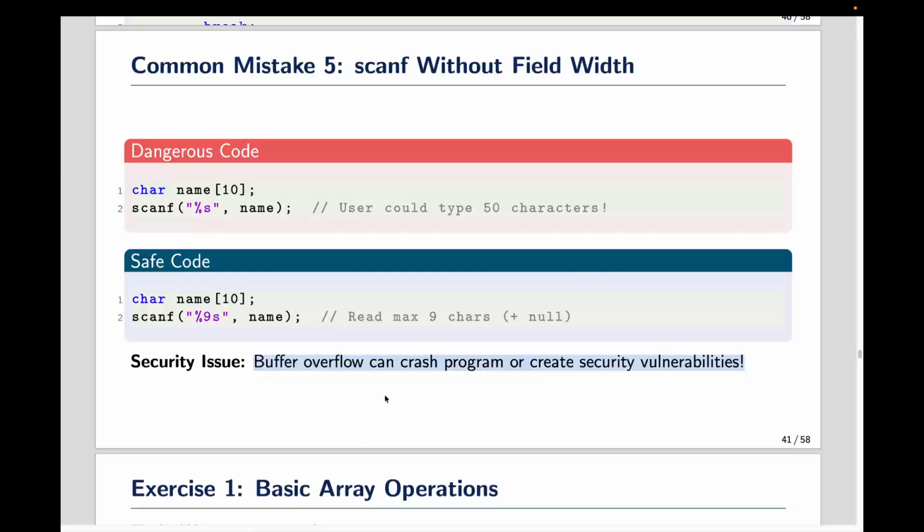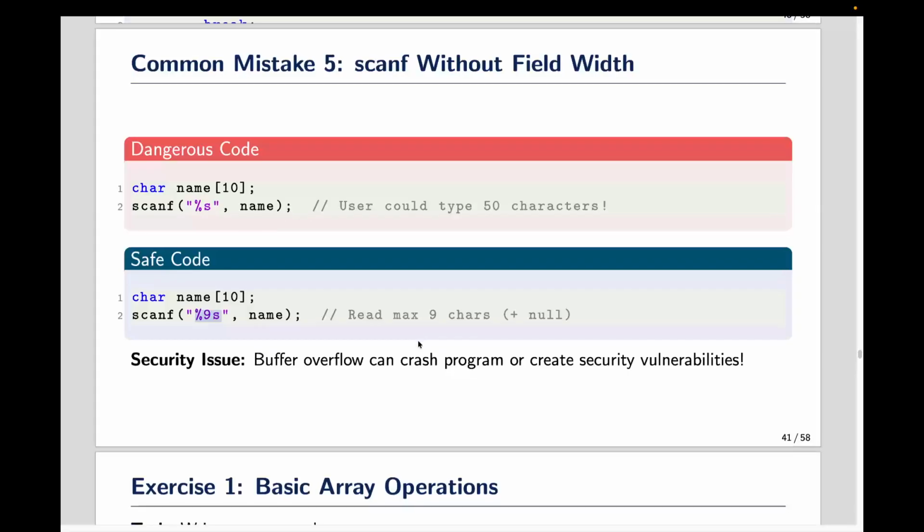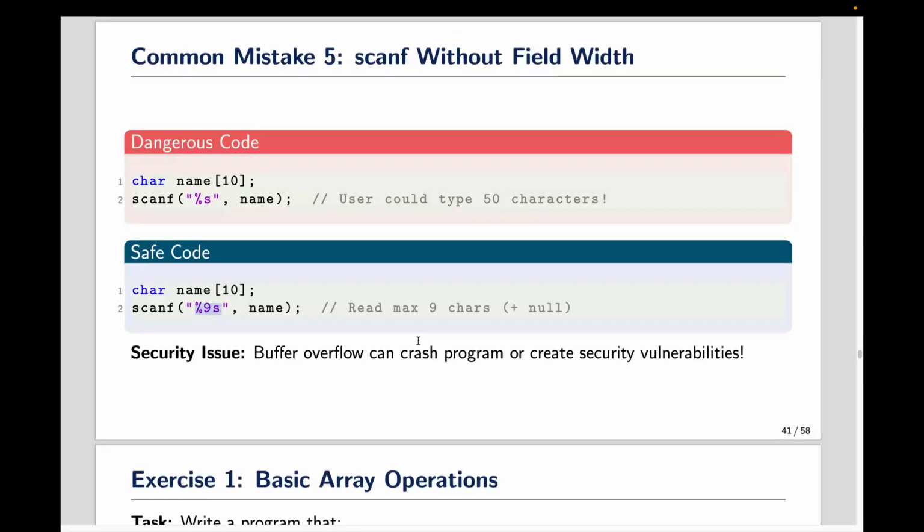So whenever you are taking an input from the user, don't just write percentage s. Write percentage followed by the number of characters you want the user to enter, because only that specific 9 or 8 or whatever will be taken from the keyboard. Even if you enter 50 characters, only the first 9 will be taken as input. So those were the 5 very common mistakes students make with arrays.